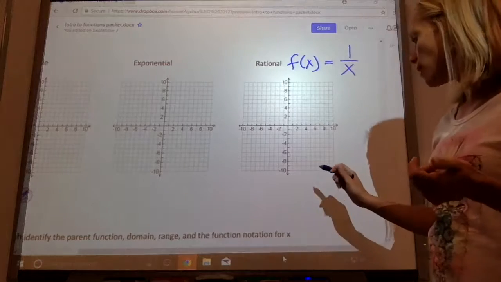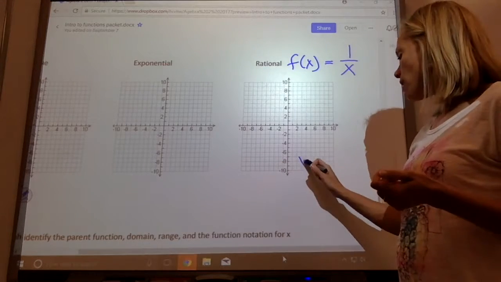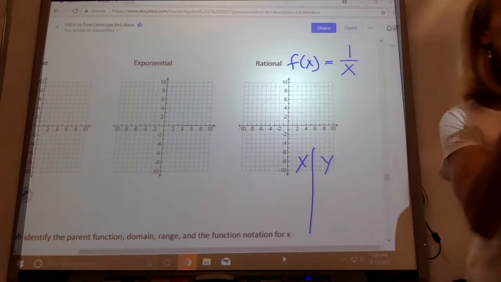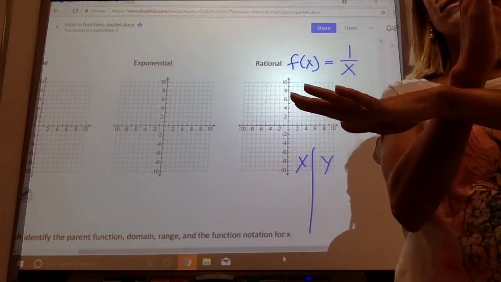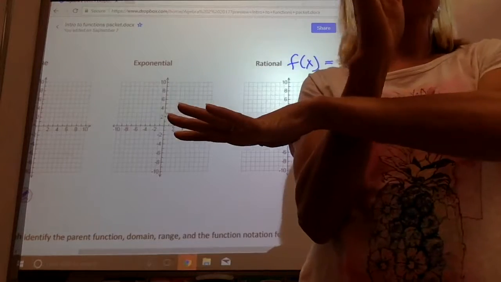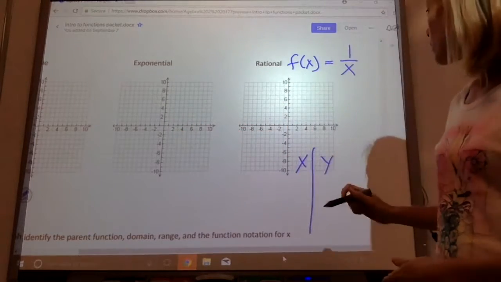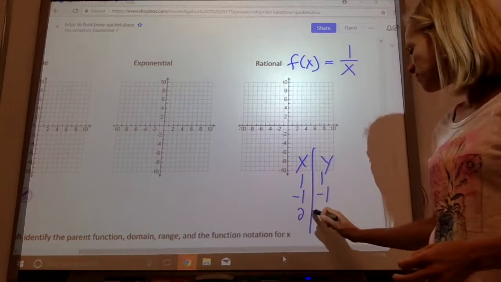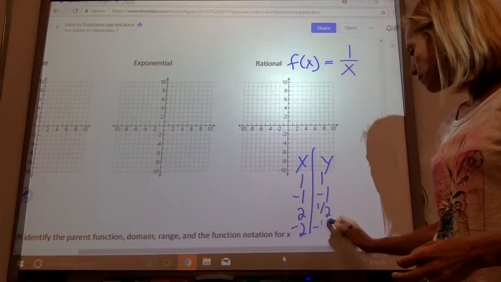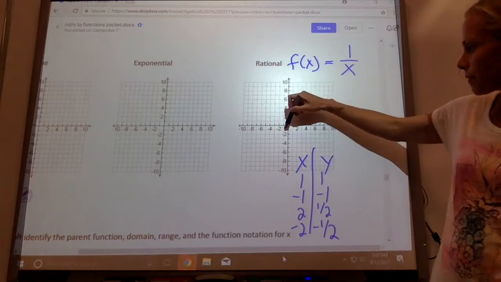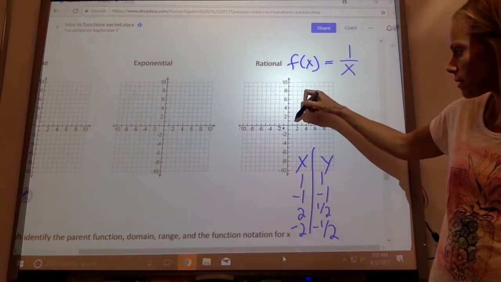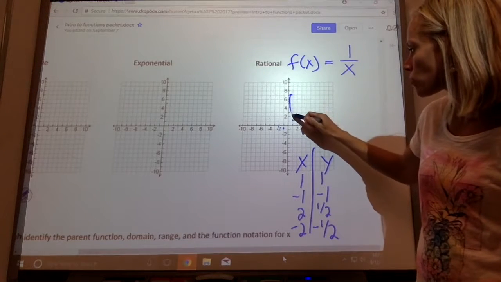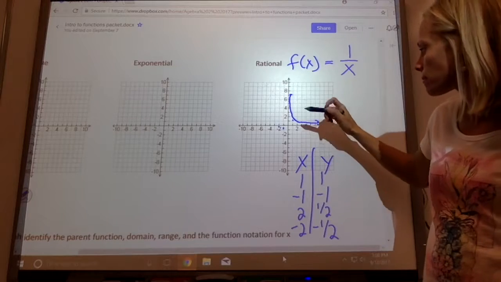So then if you go to your table, what you'll notice is that you have an error on 0 because both the x-axis and the y-axis are asymptotes. It doesn't cross either one. So if you pick some points, there's not going to be very many points to graph on this one. This one's going to be more of a sketch, just because your numbers get so small and so big fast.